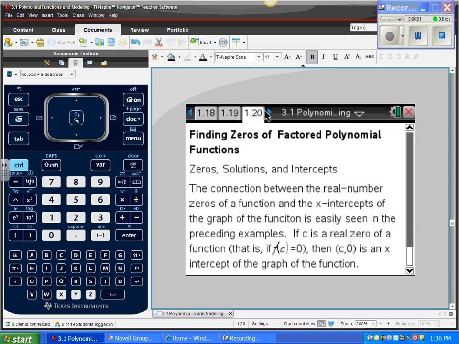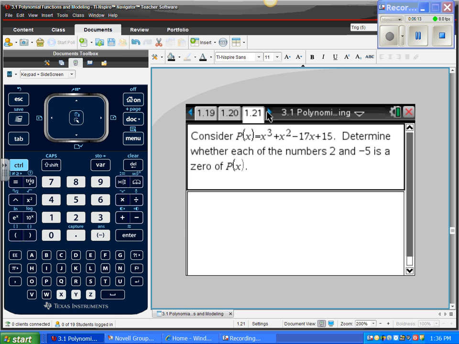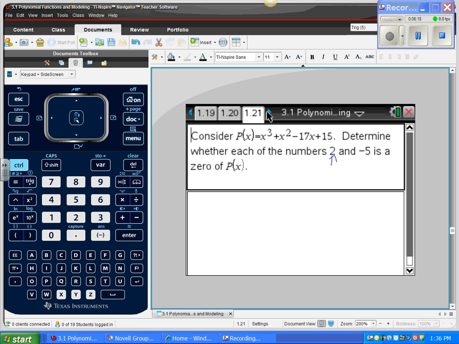Okay? If c is a real zero of a function, that means if f of c equals 0, then c, 0 is an x-intercept of the graph. So this is very important that you know how to use this rule. Basically, if this 2 is a zero, if I find p of 2 to equal 0, then 2, 0 is a root, the x-intercept. Okay, so that's what we're testing for. So in order to do this, we find p of 2. Take 2, plug it in.